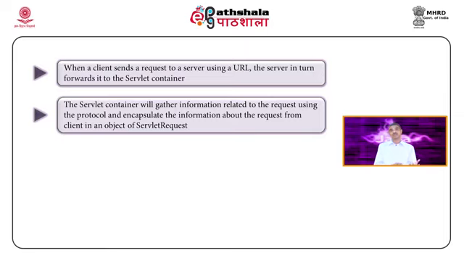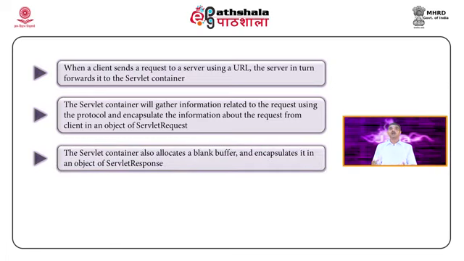So, it creates an object of servlet request. Not only is it creating an object of a servlet request, it is also allocating a buffer. It is preparing a buffer where the response can be prepared by a servlet. So, it creates two objects initially. When a request comes from a client, it creates one servlet request object, which has information related to the client and the various parameters which a client might have sent, and another, an empty buffer encapsulated in an object of servlet response.